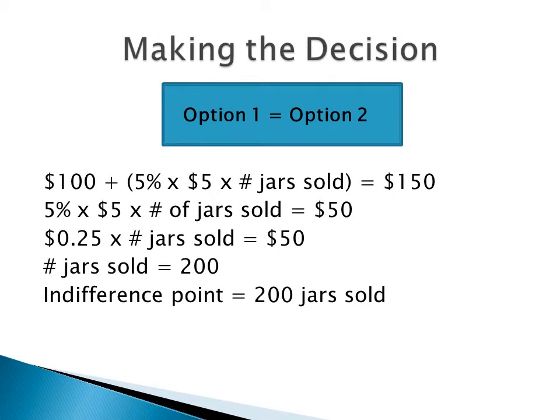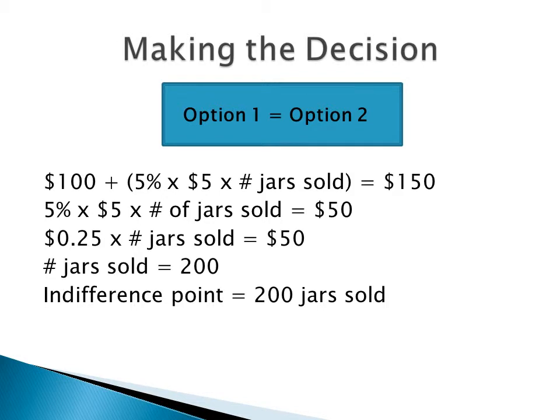When you set option 1 equal to option 2, in this case, you get the number of jars sold to be 200. The indifference point then is 200 jars sold. So if Josh only sells 200 jars of jam per month at the festival, either option would cost the same.